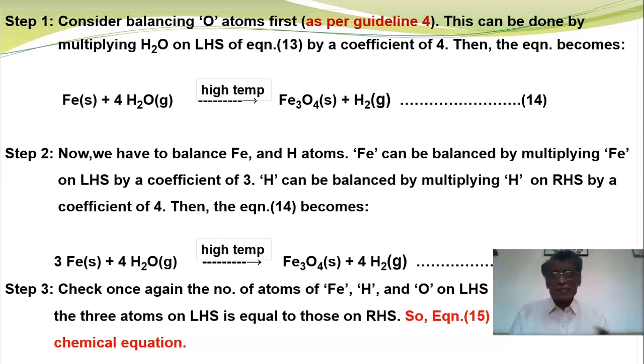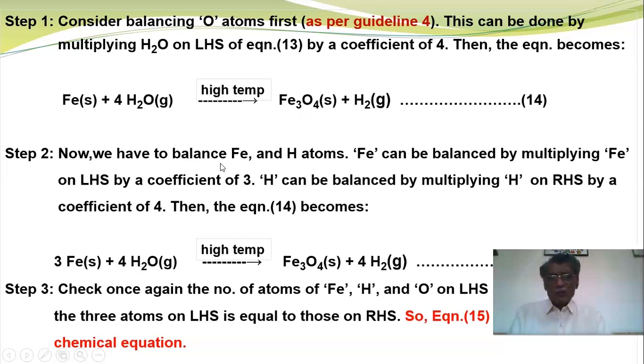How can we do that? By multiplying H2O on the LHS of equation 13 by a coefficient of 4. Then the equation becomes Fe plus 4H2O giving rise to Fe3O4 plus H2.